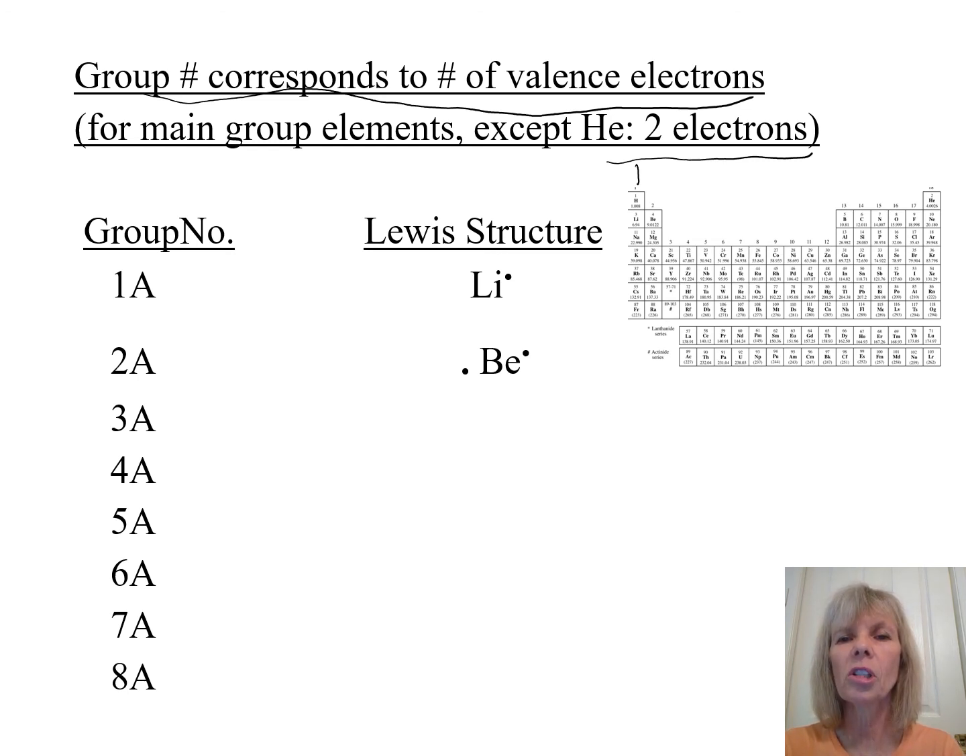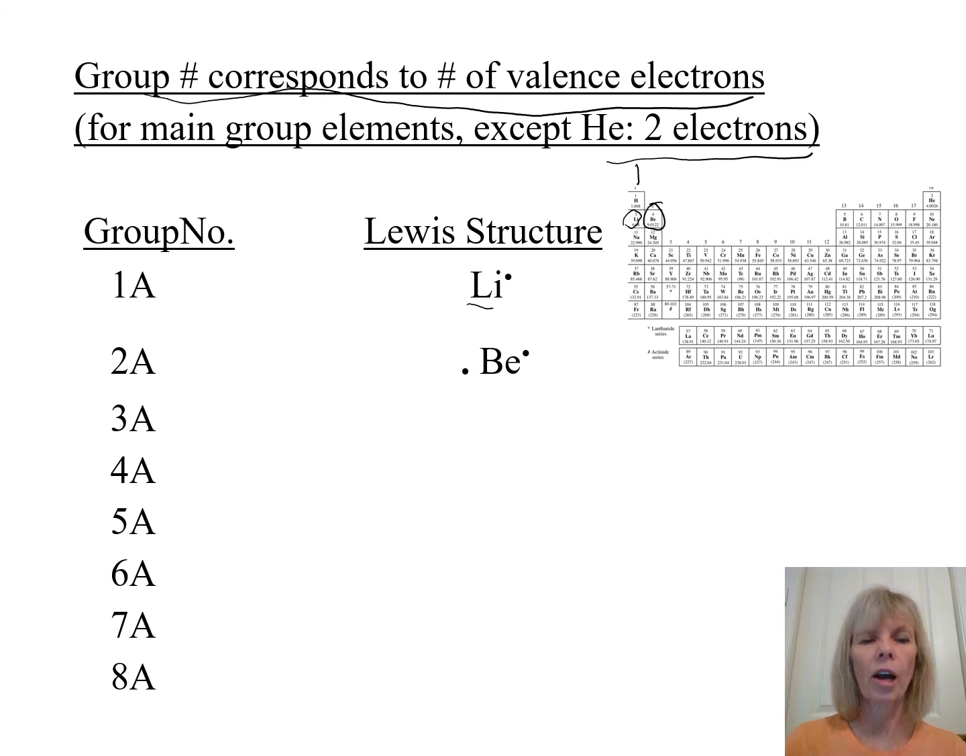So to do a Lewis dot structure, you just have to write the element symbol. For example, if I have lithium, I draw lithium and then I put 1 dot because it's in group 1. If I have beryllium on my periodic table, it's in family 2, so it will have 2 dots. So the element symbol and 2 dots, etc.